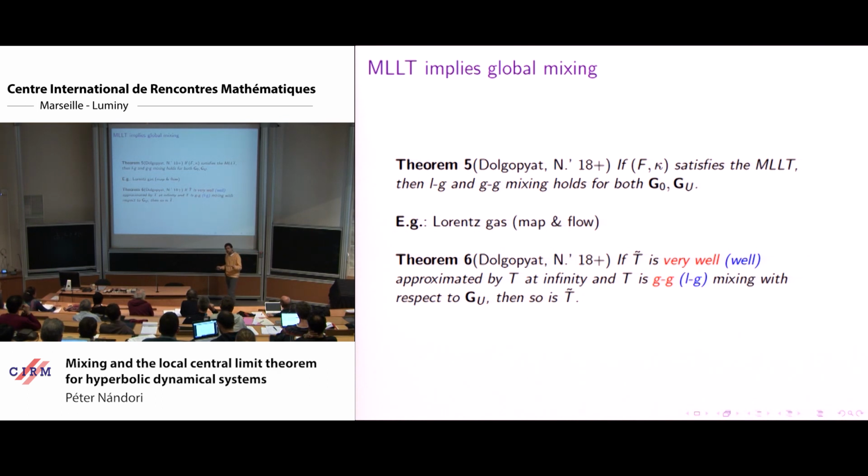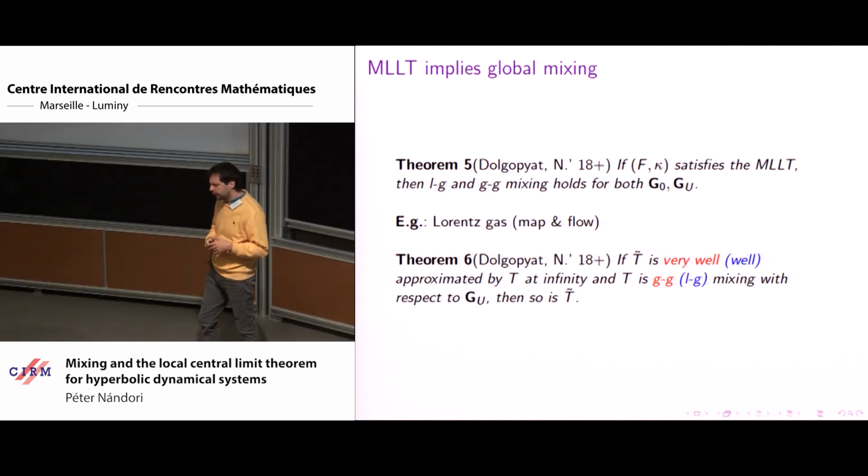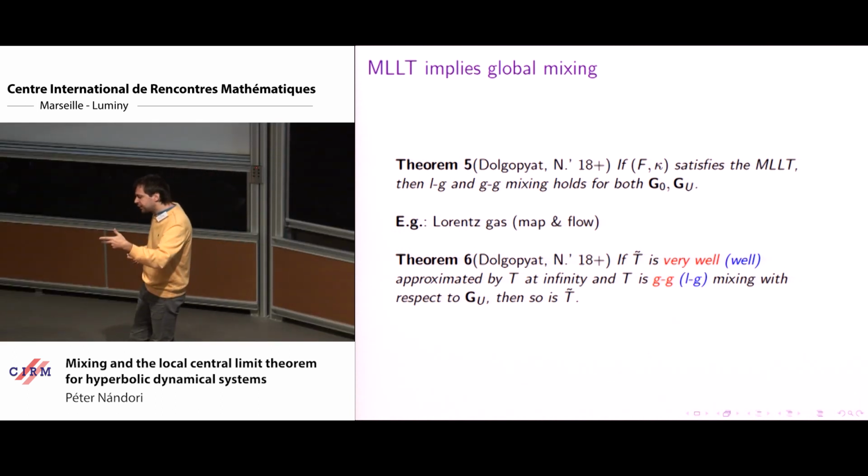So if T is global mixing with respect to GU, well, I can't do it for GO, I can only do it for GU, okay? And if T tilde is very close to T, then you can extend the global mixing to T tilde. And there is a more restrictive definition of what you mean by very well approximated.